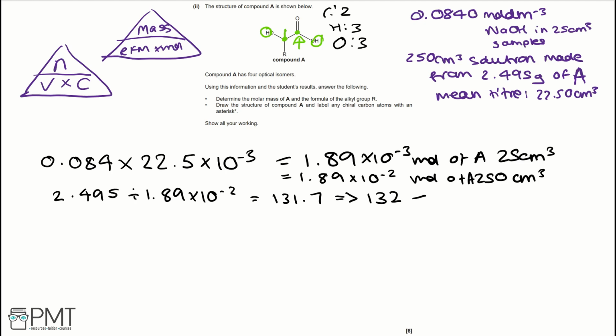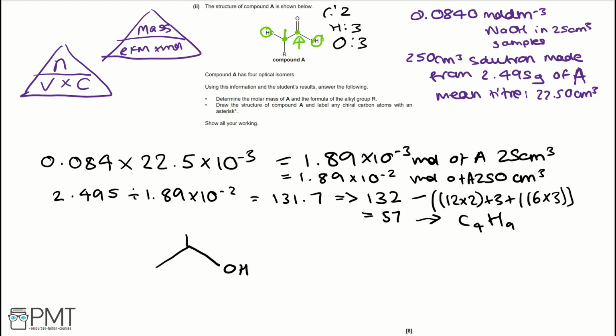So we subtract the relative formula mass of our compound A, or partial compound A. That would be 12 times 2 to represent carbon, plus 3 to represent hydrogen, and plus 16 times 3 to represent the oxygen. That gives us 57 as our RFM of the R group, which means our R group must be C4H9.